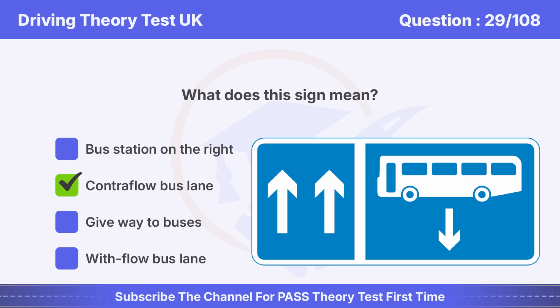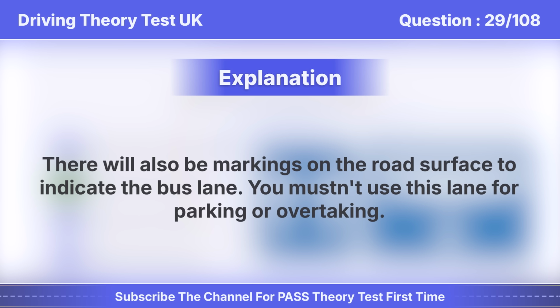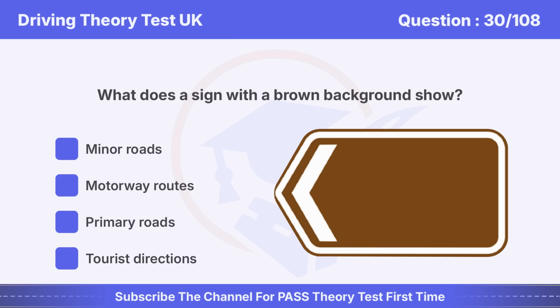Answer is B. Contraflow bus lane. There will also be markings on the road surface to indicate the bus lane. You mustn't use this lane for parking or overtaking. Question 30. What does a sign with a brown background show?